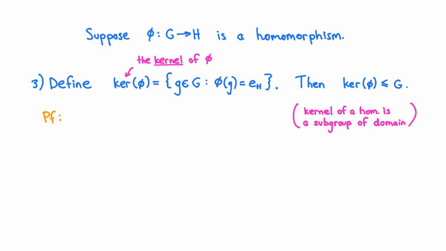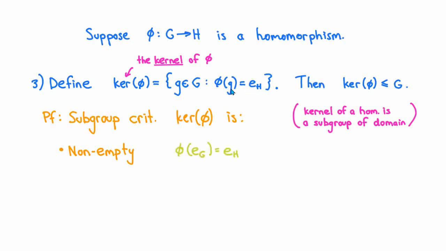For the proof, we're going to use the subgroup criteria, so first of all, we'd like to show that the kernel of phi is always non-empty. Well, no matter what homomorphism phi you have, there's always going to be at least one element of G which maps to the identity element in H, because we know by property 1b that the identity in G always maps to the identity in H. That means that the identity of G is always an element of the kernel of the homomorphism phi, so that the kernel is always non-empty.